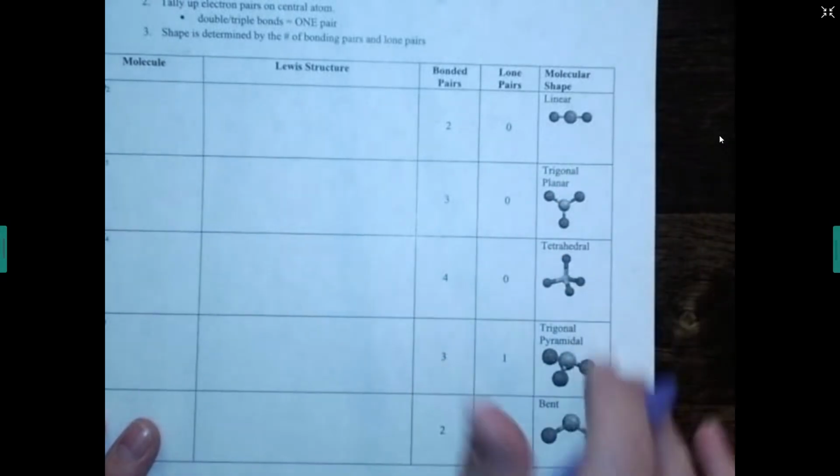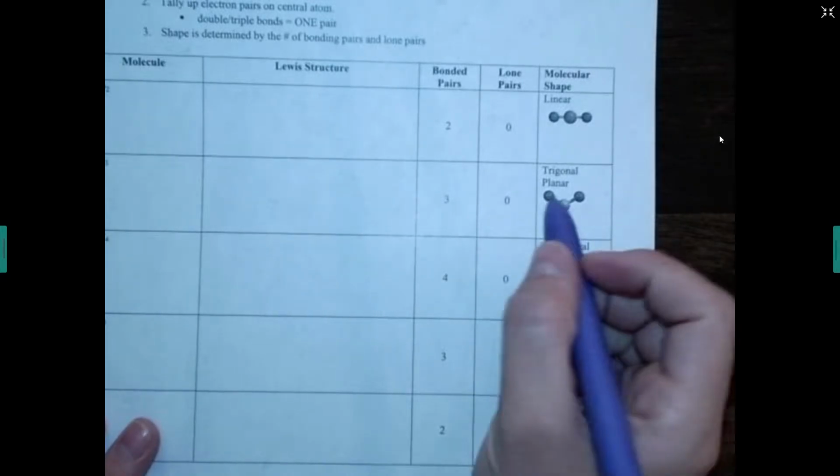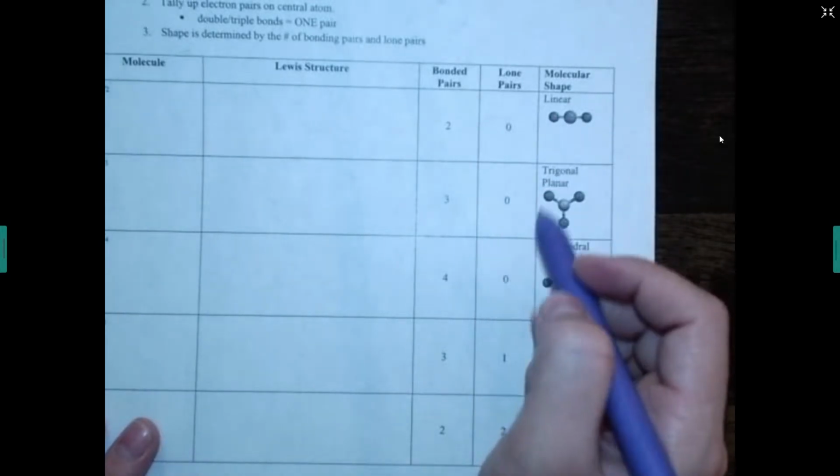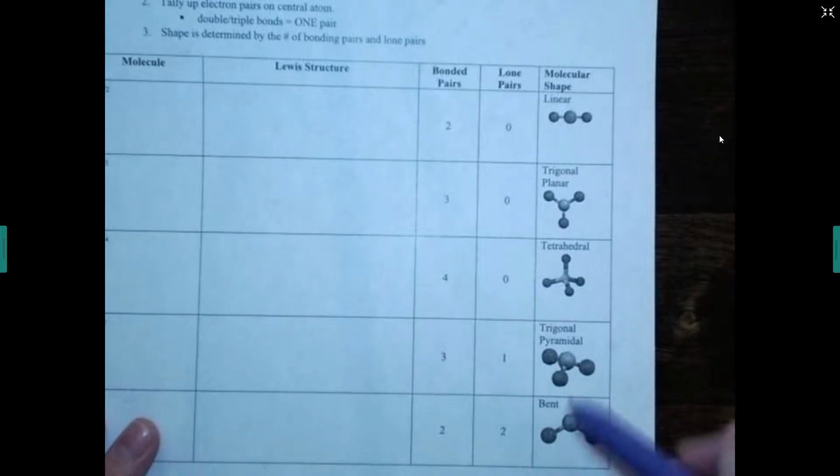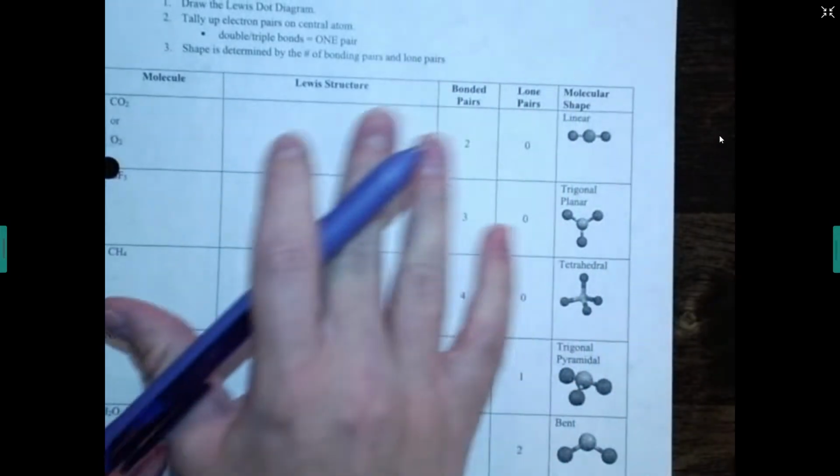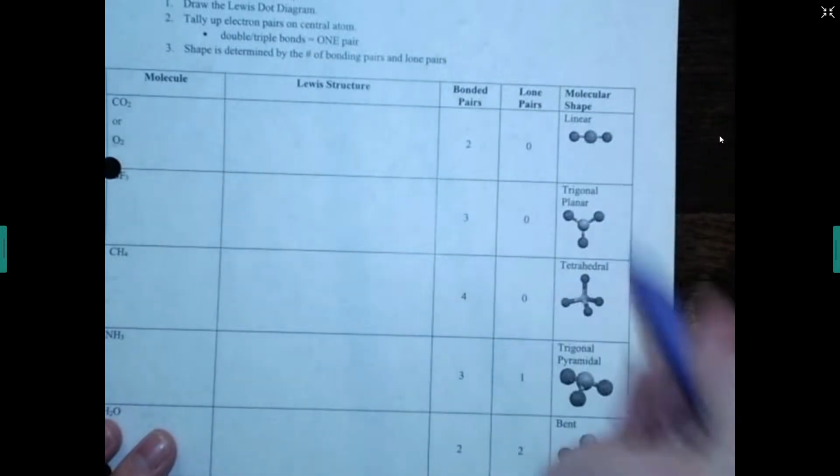And you will have to have these memorized. I will never require you to draw these little 3-dimensional pictures. This is just for your visualization. What you'll have to have memorized is the name. So like if I give you a Lewis dot structure, you have to be able to tell me what it's called, whether it's a linear shape, a tetrahedral shape. So let me show you what I mean.